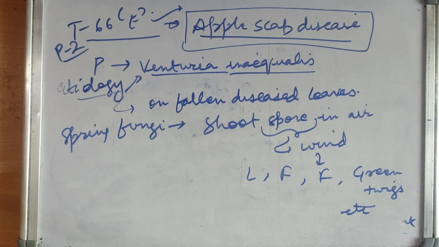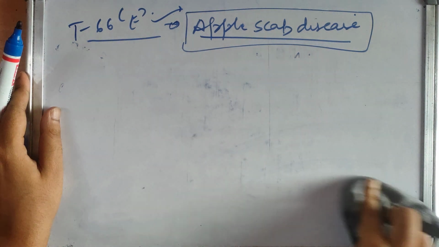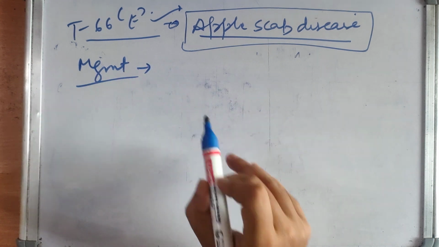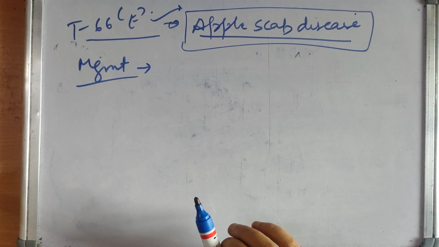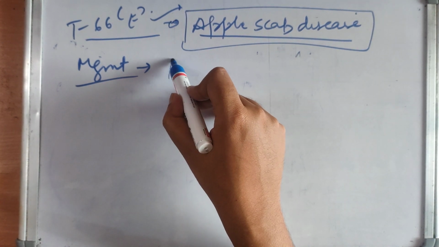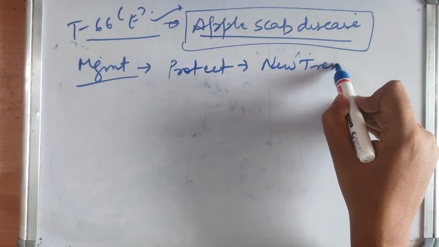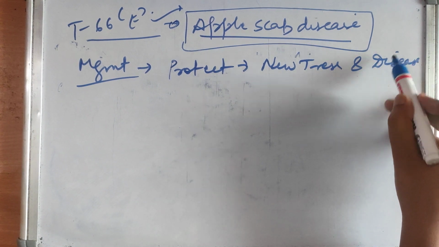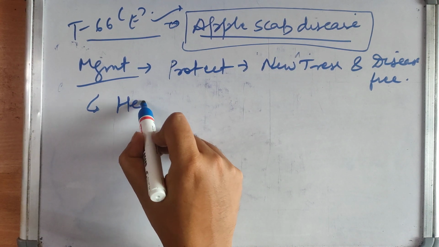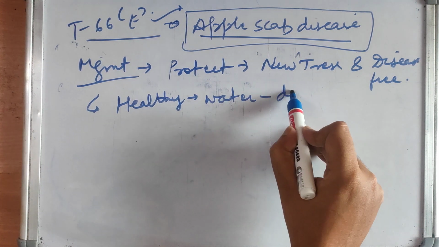Now moving on to its management. How will you manage this? First of all, we will protect new trees and disease-free trees from infection. Secondly, keep plants healthy, that is, we will provide water to them during dry periods.